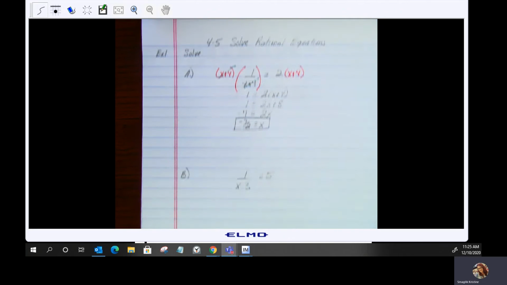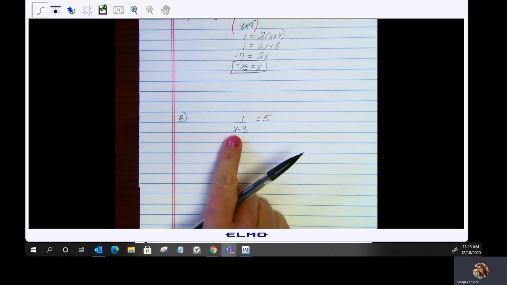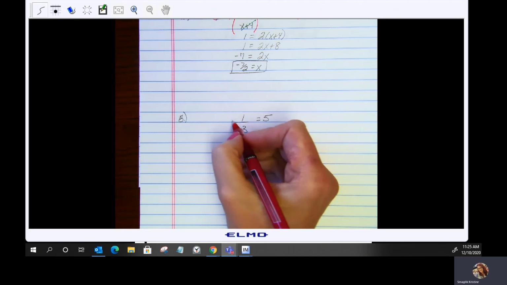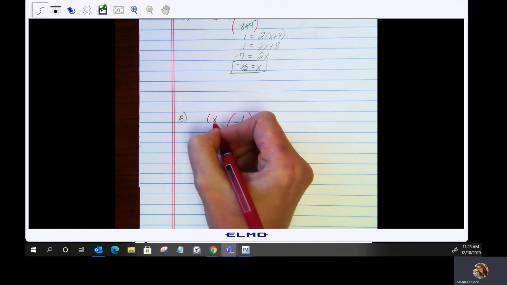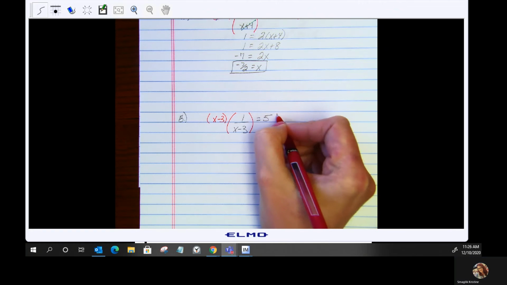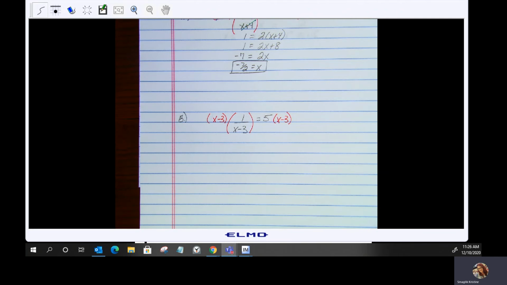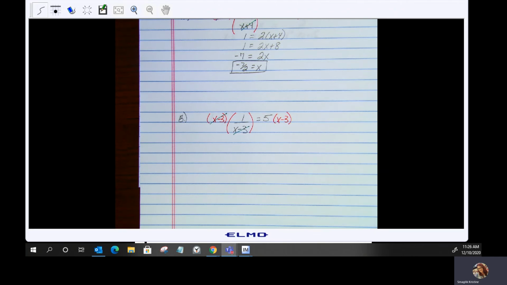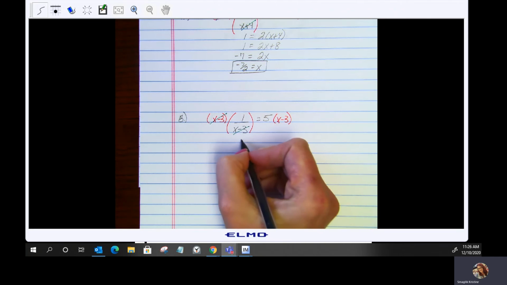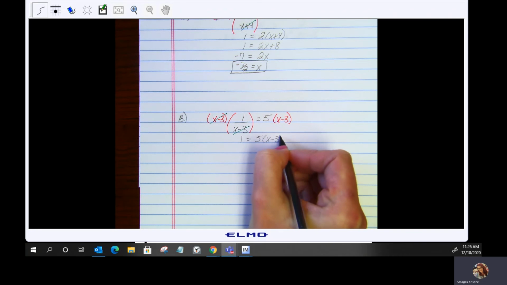Let's look at another. Now here I have x minus 3 in the denominator. So in order to get it out, I'm going to multiply both sides by x minus 3. Here, my x minus 3 is reduced down to 1, and I'm left with 1 equals 5 times x minus 3.